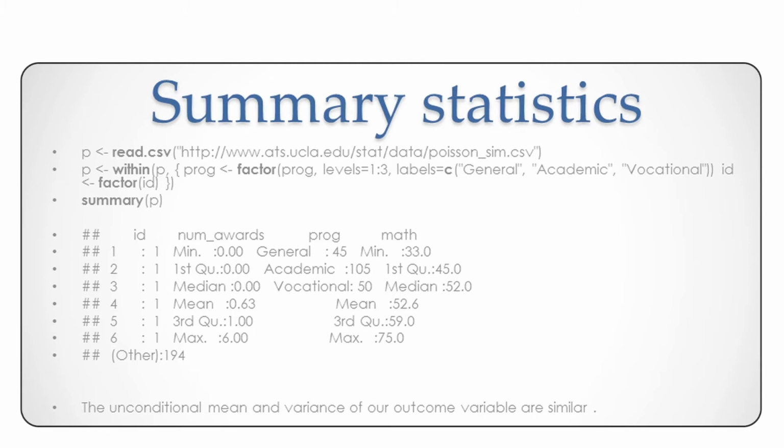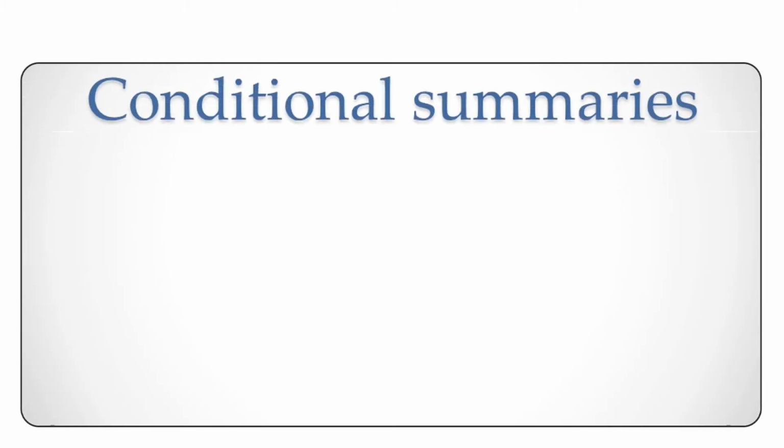We can also use the COV function to find the covariances and variances. A notable feature for this data is that the unconditional mean and variance of the outcome variable, which is the number of awards, is similar. The reason why this is important is that we know that if we have a Poisson distribution, the mean and the variance should be the same. However, what we're really interested in looking at when we fit a regression model is the conditional summaries.